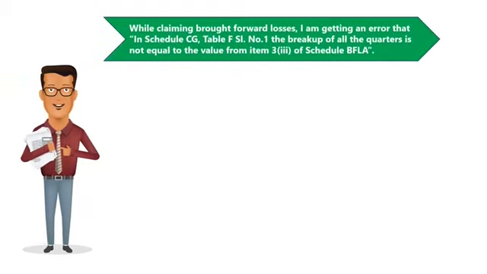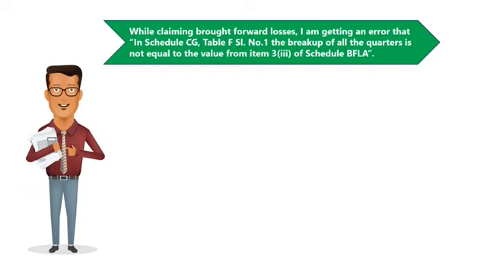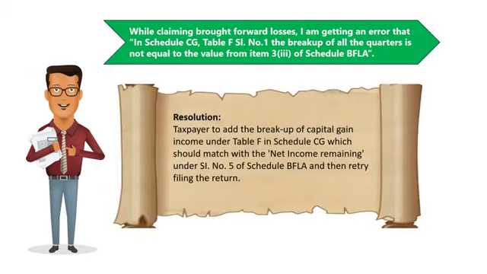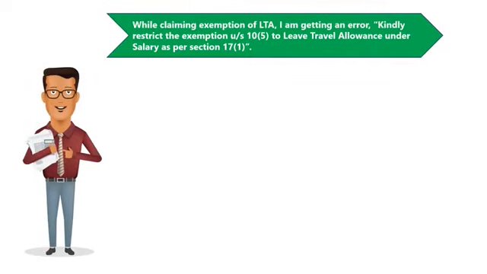Another query that is being received is that while claiming brought forward losses, I'm getting an error that in schedule CG, table F, serial number 1, the breakup of all the quarters is not equal to the value from item 3, subclause 3 of schedule BFLA. In such cases, the taxpayers are required to add the breakup of capital gain income under table F in schedule CG, which should match with the net income remaining under serial number 5 of schedule BFLA, and then retry filing the return.